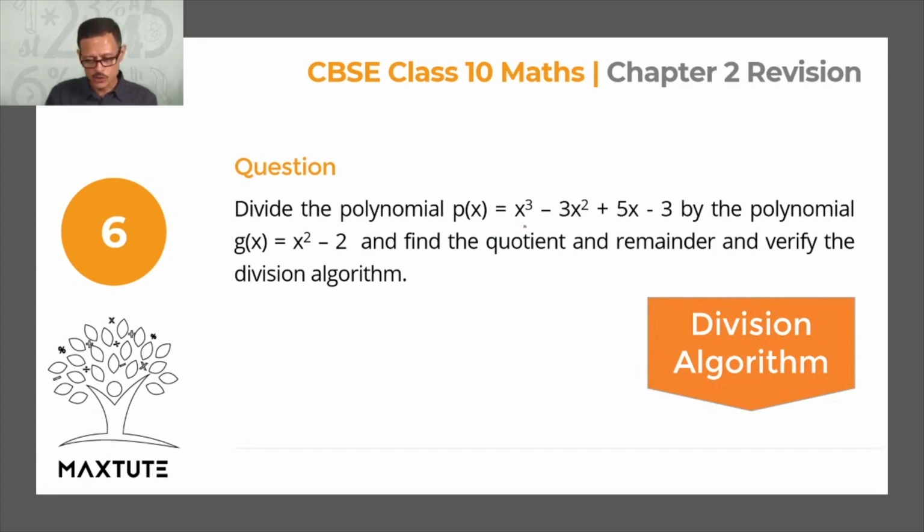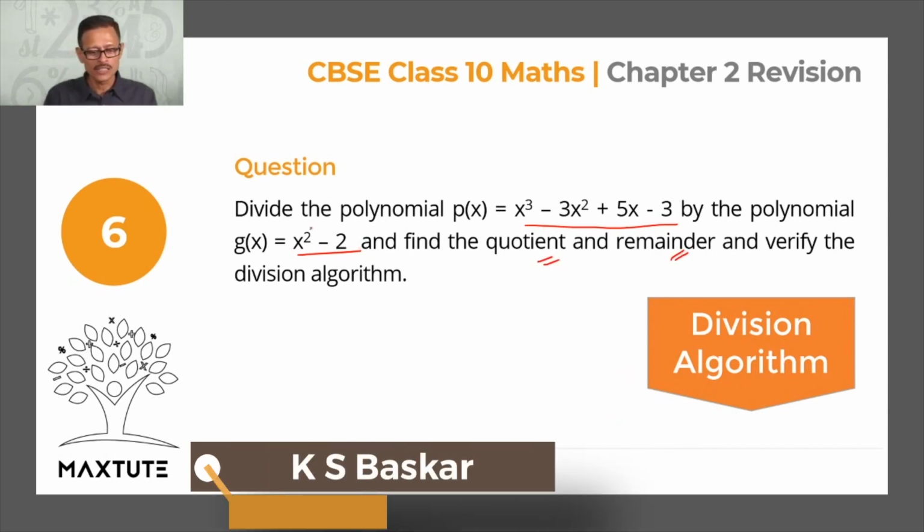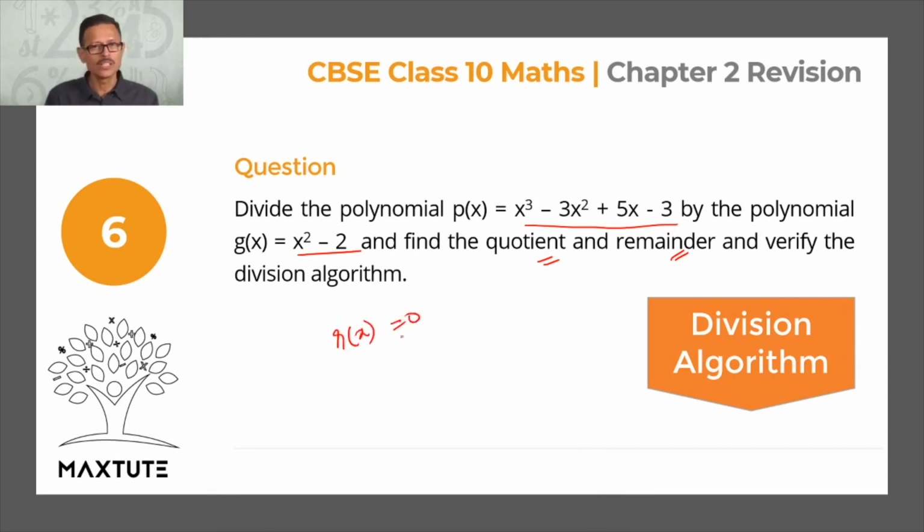Divide this polynomial, it's a cubic polynomial, by this polynomial g of x and find the quotient and the remainder. The remainder, if it is 0, then this becomes a factor. If it is not, then basically the remainder will be some value R of x. I'm going to tell you two things. One, it can be 0.